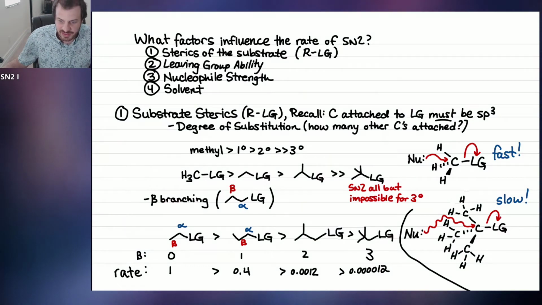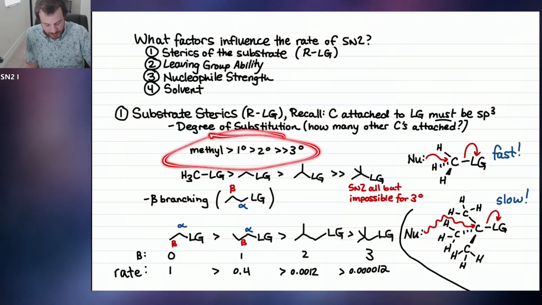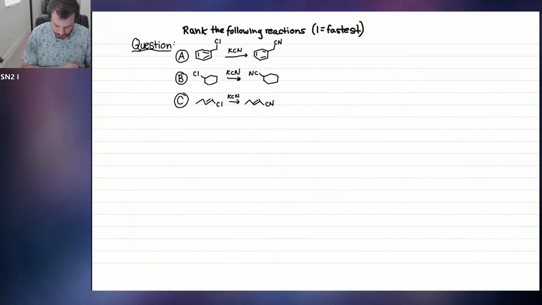And for the purposes of this class, substitution, so branching at the alpha position, is going to be the most impactful steric consideration. And only look at beta branching when you need to break a tie. So this order here is the most important thing, but if you end up with a tie, then look at beta branching to break the tie. Let's take a look at an example question. Okay, I've got 3 different SN2 reactions here. They're all using the identical leaving group of chloride.